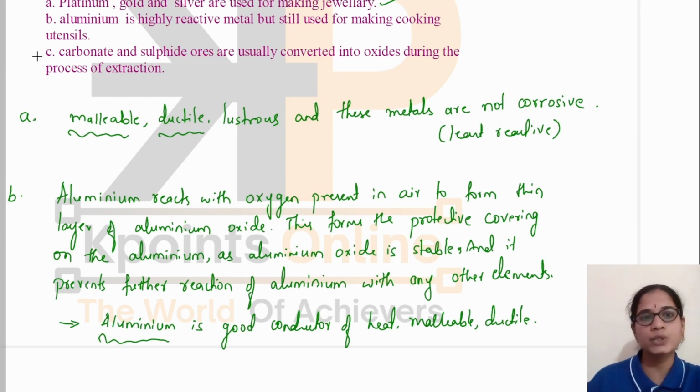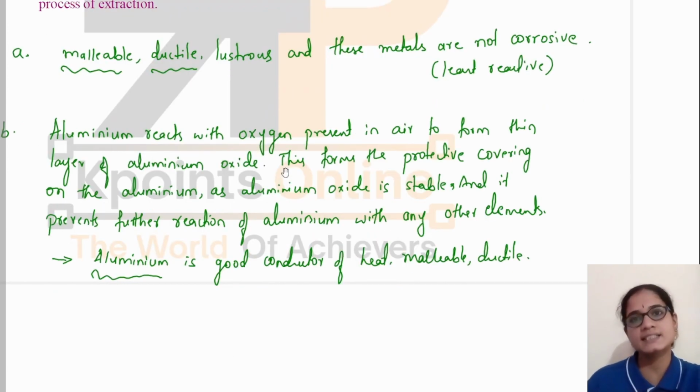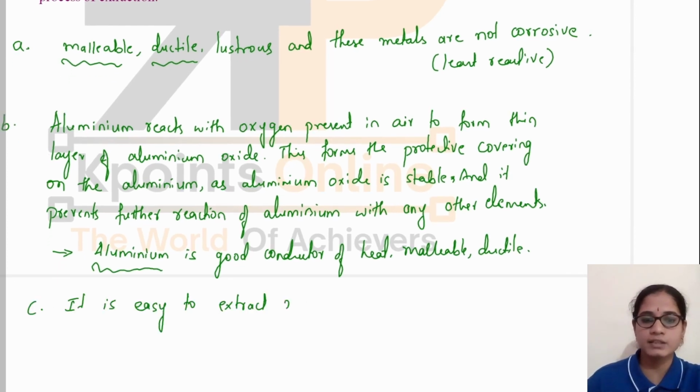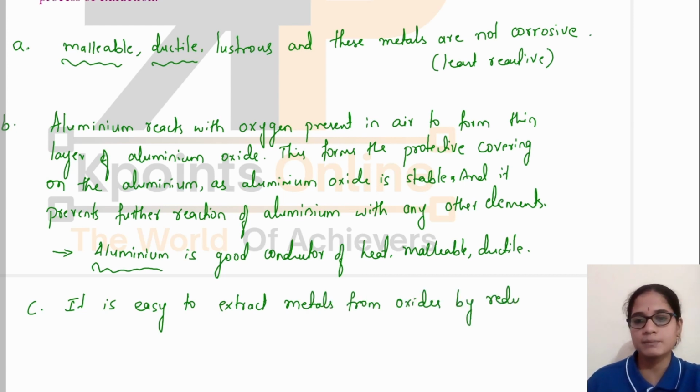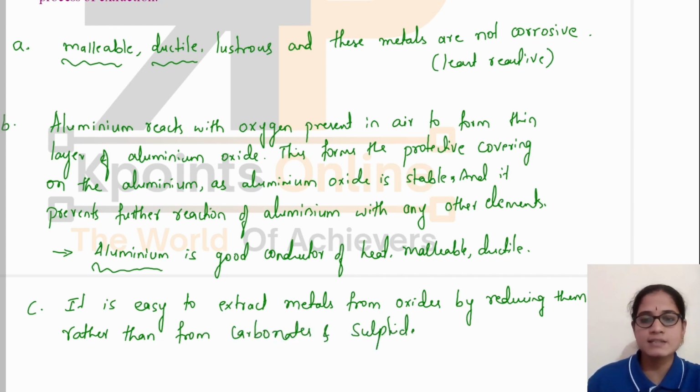Okay. The next question is, carbonate and sulfide ores are usually converted into oxide during the process of extraction. The answer is, it is easy to extract metals from oxides by reducing them rather than from carbonates and sulfides. Why are these ores converted into oxides? Because it is easy to reduce the metal oxides. After reduction of metal oxides, we get metals easily. It is not easy to reduce carbonates and sulfides when compared to reduction of oxides to metal. This is the reason why they are first converted into oxides before extracting the metals.